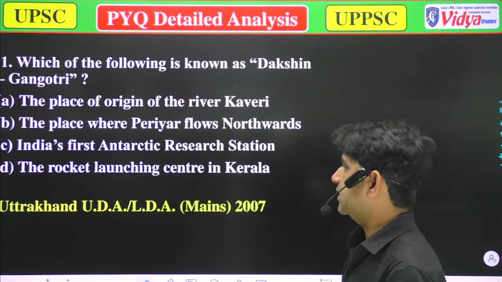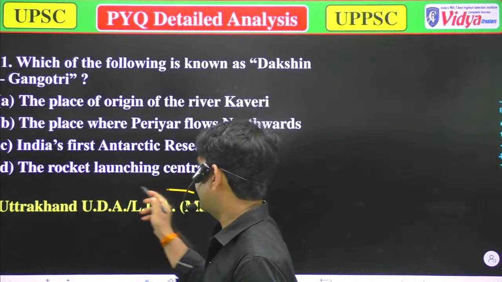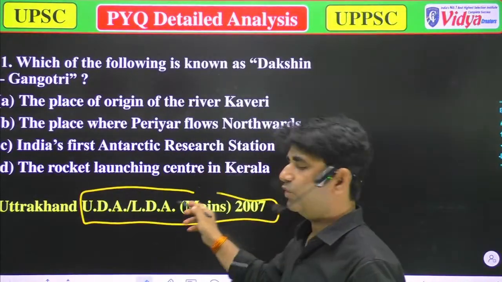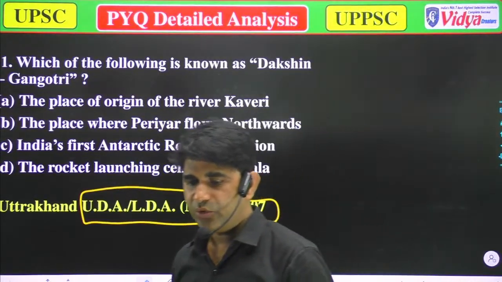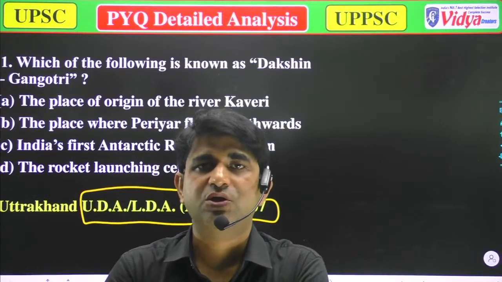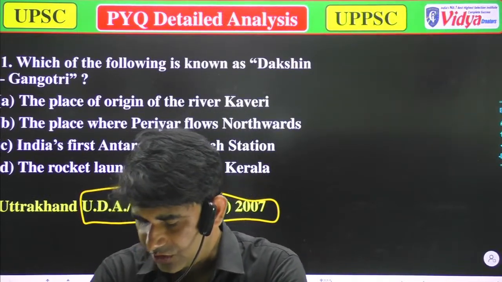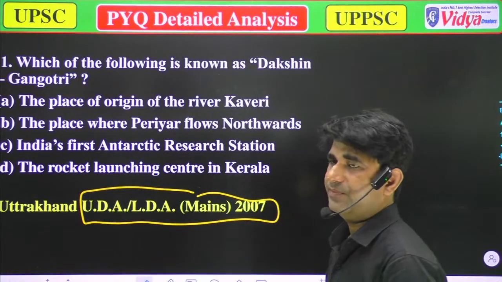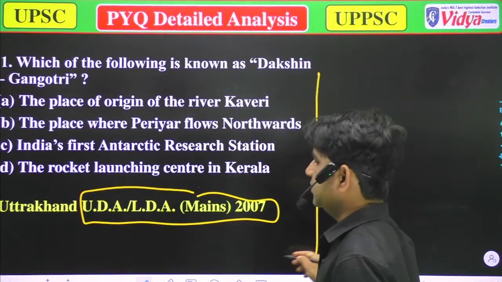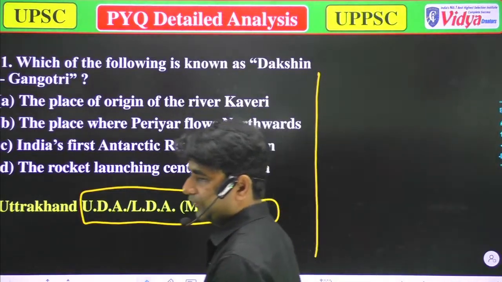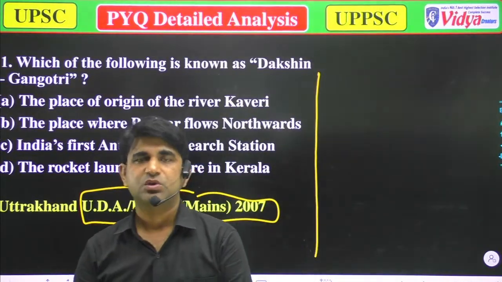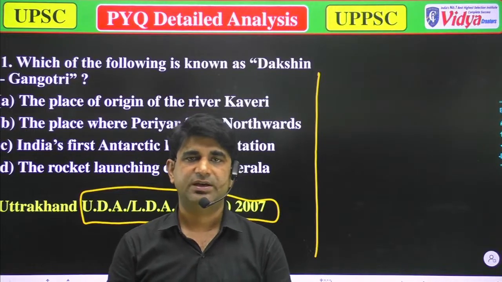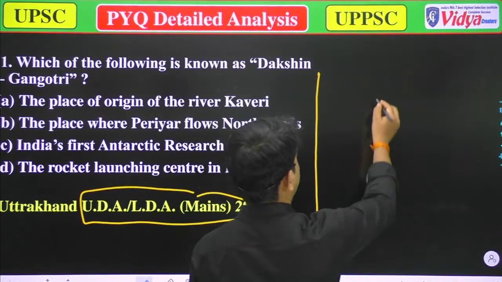That question was asked in the Uttarakhand PCS mains. So you can correlate why these questions are important. So the first thing is: which of the following is known as Dakshin Gangotri. Because if you are aware of newspapers, there are some research stations which are very renowned.